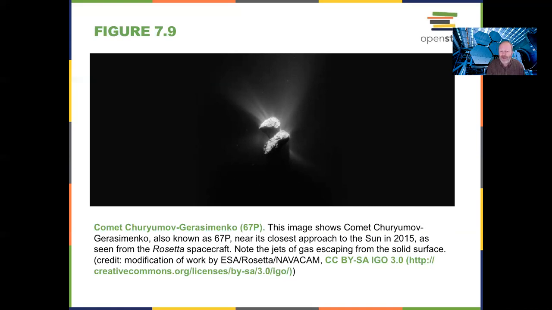The Rosetta spacecraft stayed in orbit of it for quite some time, and you notice this glow around. That's as it gets closer to the sun, the ice and snow starts melting, and that's what this glow is here.